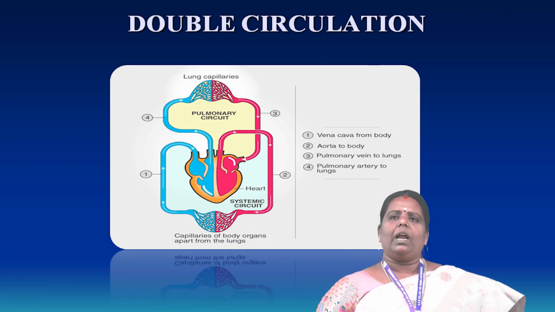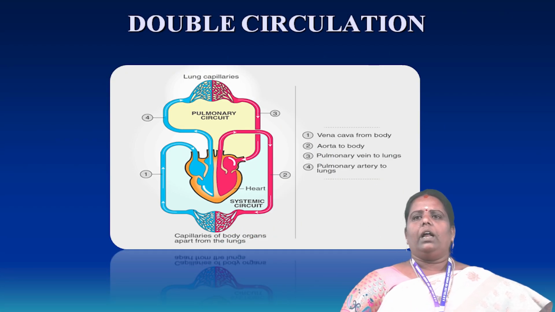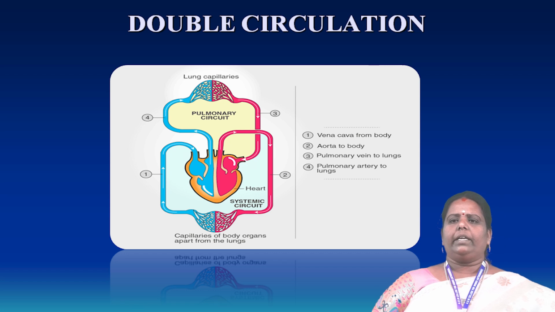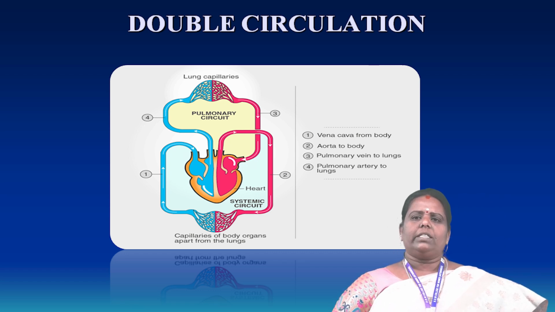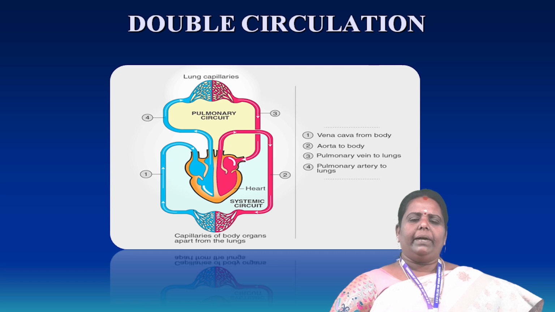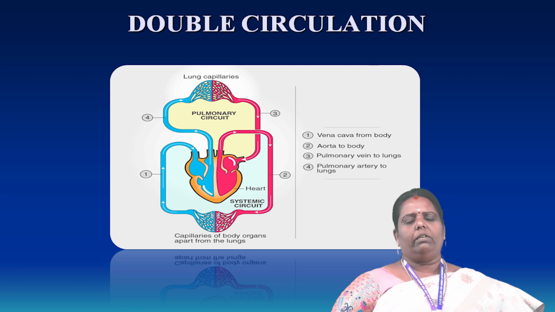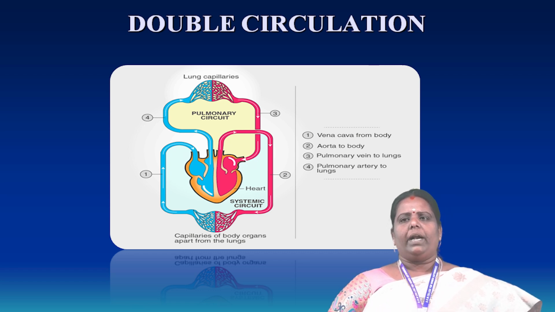This picture shows the lungs and the capillaries. The first one is the pulmonary circuit, another one is the systemic circuit. So what is the difference between these two? The pulmonary circuit involves the lungs, and the blood goes to the lungs.